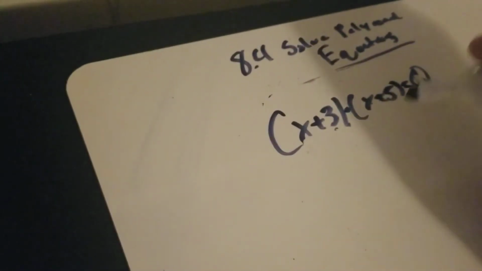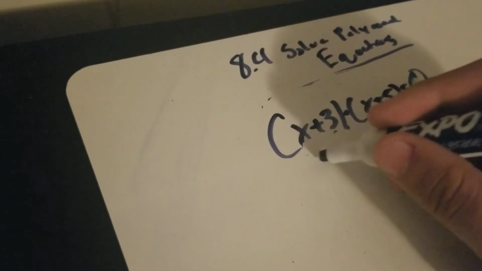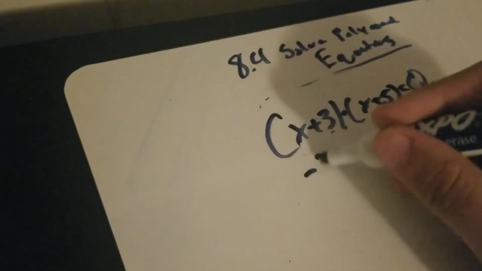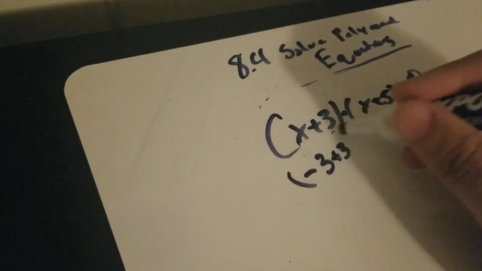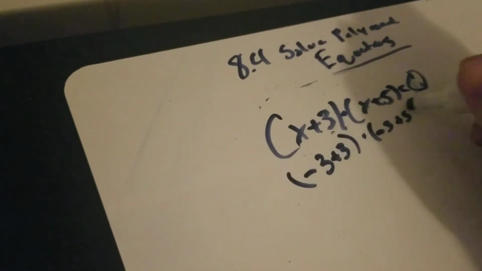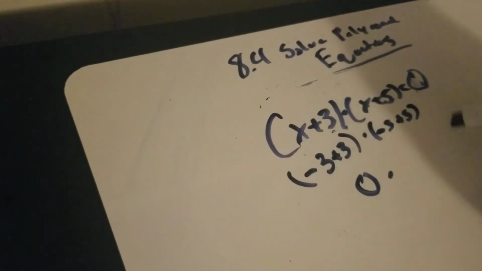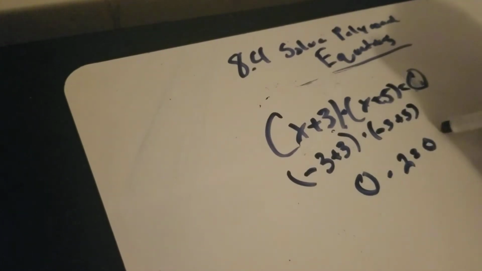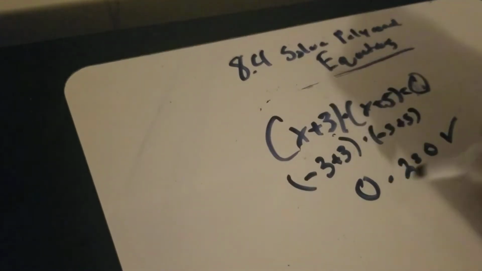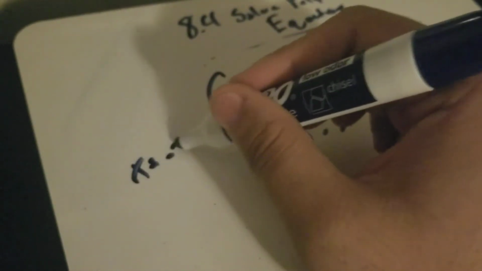So with that in mind, for this one, what if I plugged in a negative 3 here? Let's just try a negative 3. So negative 3 plus 3 times negative 3 plus 5. Well, negative 3 plus 3 is 0, times negative 3 plus 5 is 2. And hey, that equals 0, because 2 times 0 is 0. So I just figured out that x could be negative 3.